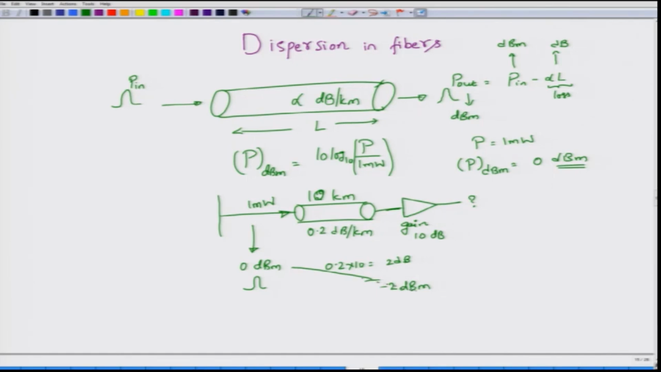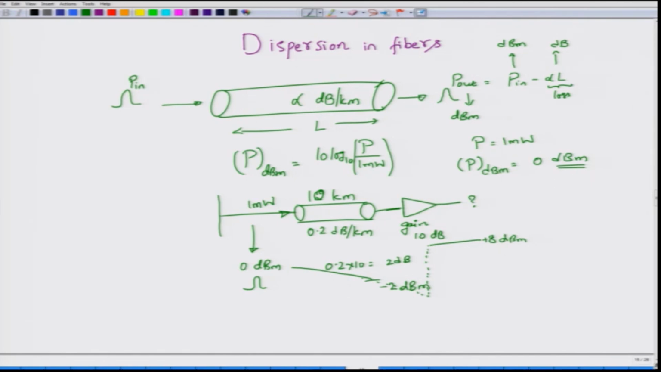So, please excuse the way I have written it here, but because of the gain which was 10 dB, the output power will be 10 plus minus 2, which actually becomes plus 8 dBm. So, this is essentially how easy it is for us to consider various stages of loss, gain and their combinations. Okay. So, this is the reason why we go to the dBm scale.